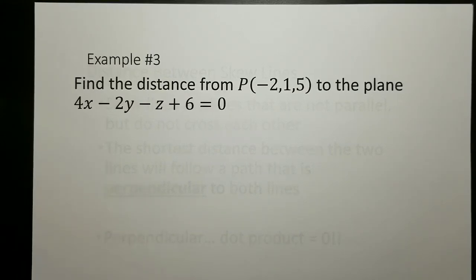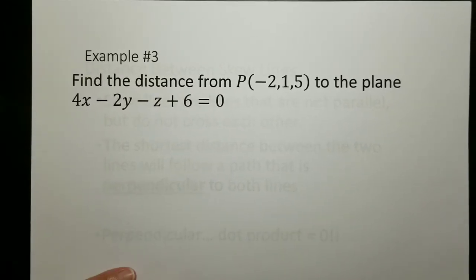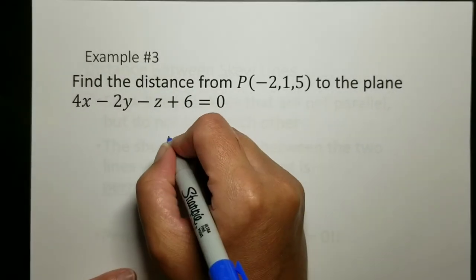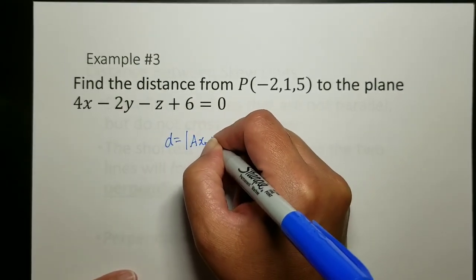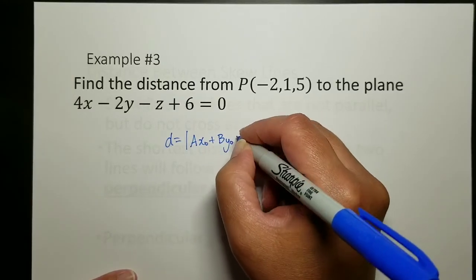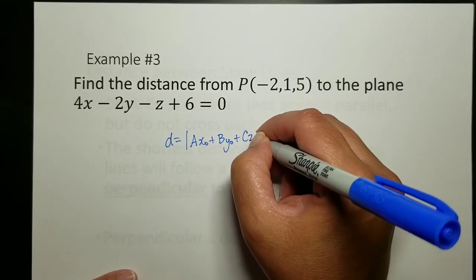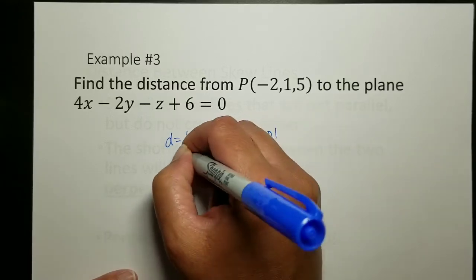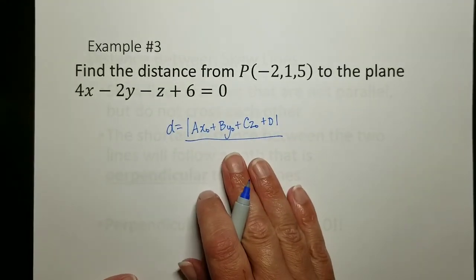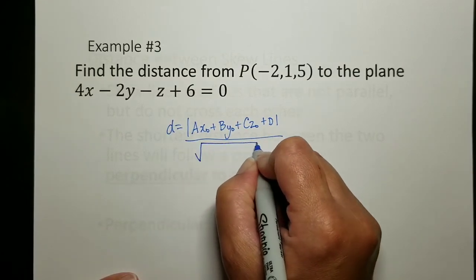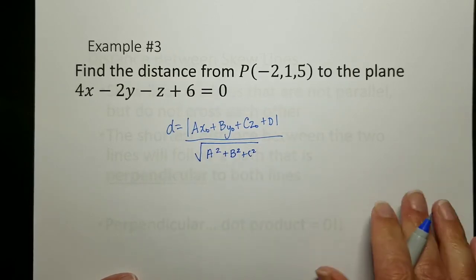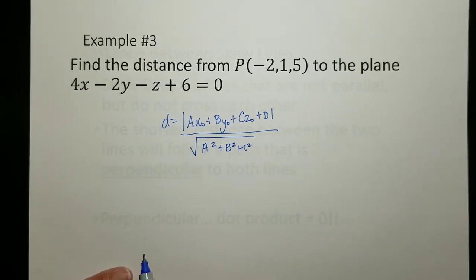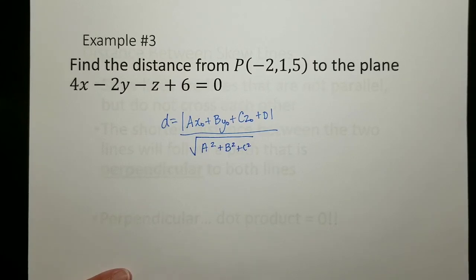And we're going to find the distance from this point to our given plane. So the equation for distance is the magnitude of A x naught plus B y naught plus C z naught plus D, so this absolute value, because we only want a positive value, divided by the magnitude of the normal, which is the square root of A squared plus B squared plus C squared. So you can see the similarities there with the distance from a point to a line in R2.